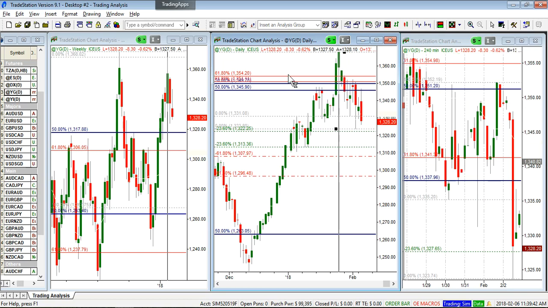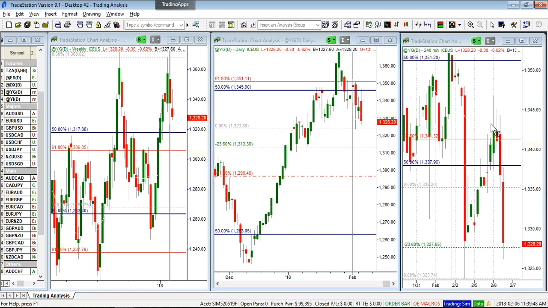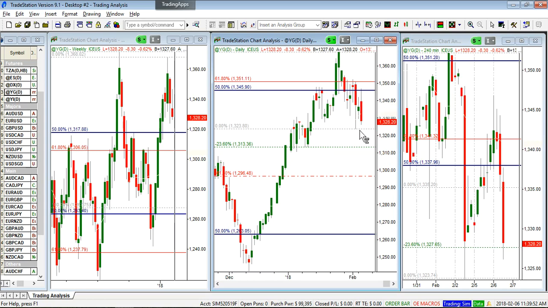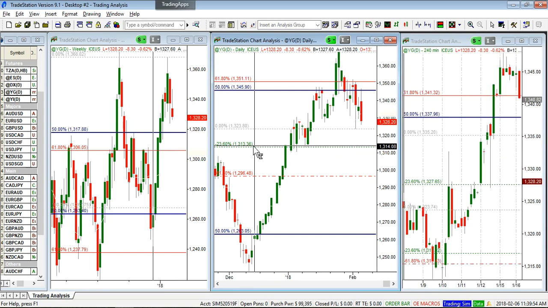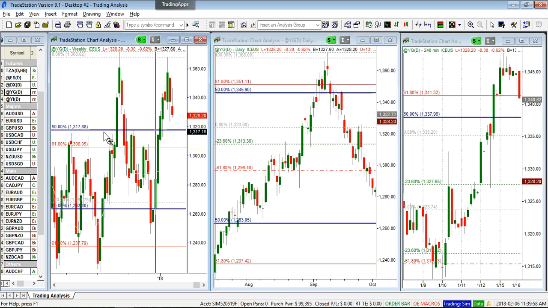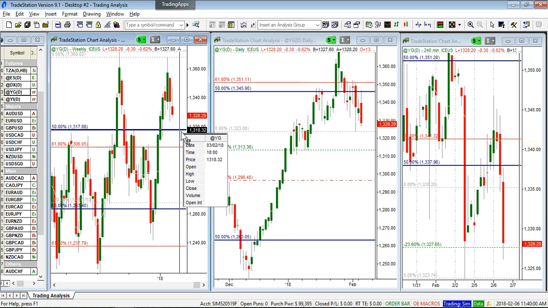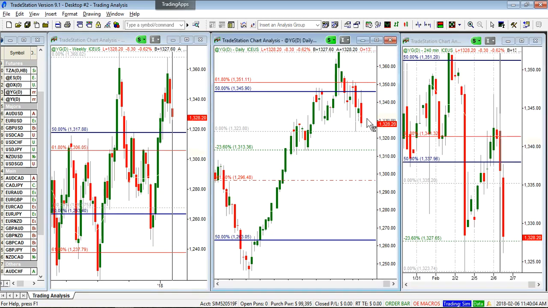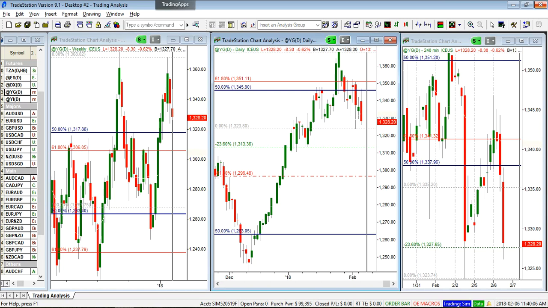Okay, so there is a short in play, and that's the 1345 that has been in play since the Asian session yesterday. It has a target at 1313 that lines up with that 1317 long area. All right, so that's what we see here on this market.